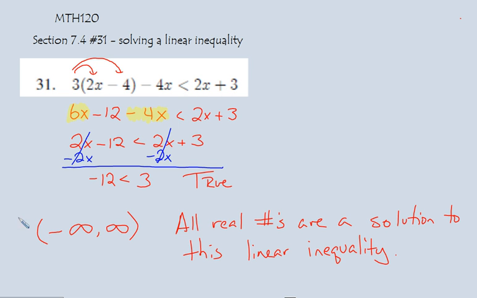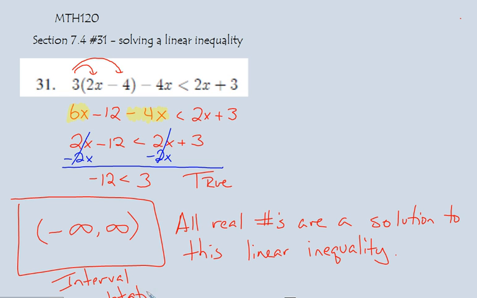So they represent our solution set in interval notation. Remember, this is called interval notation. They represent that solution set in interval notation from negative infinity to positive infinity. That means any number, any decimal, anything.